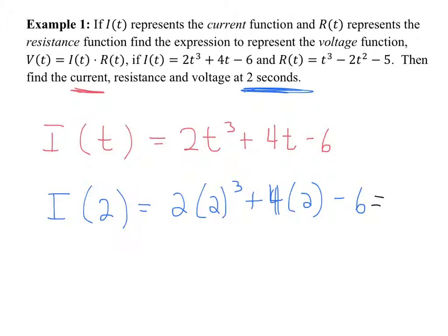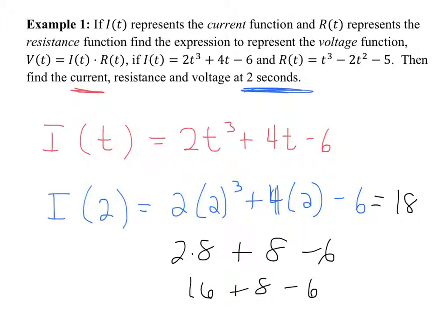What do you got? 10? Check again. 18. Right? This is 2 times 8 plus 8 minus 6. 16 plus 8 minus 6 is 24 minus 6. You did 2 times 2 to the second. You raised this to the second and made that a 4.